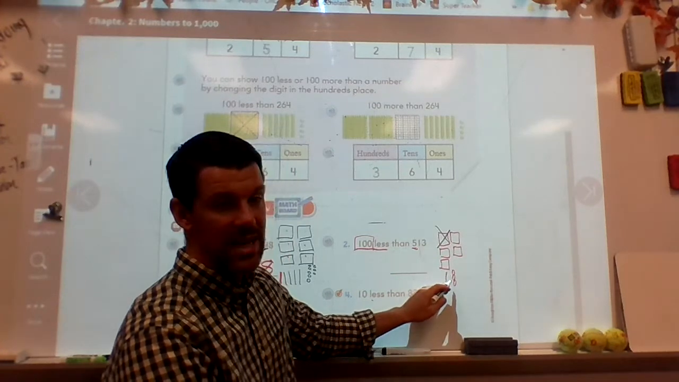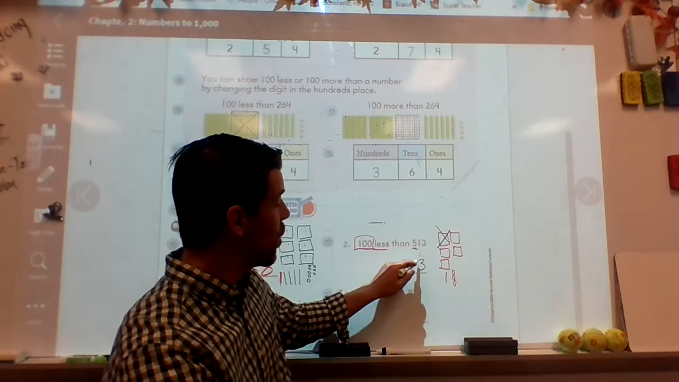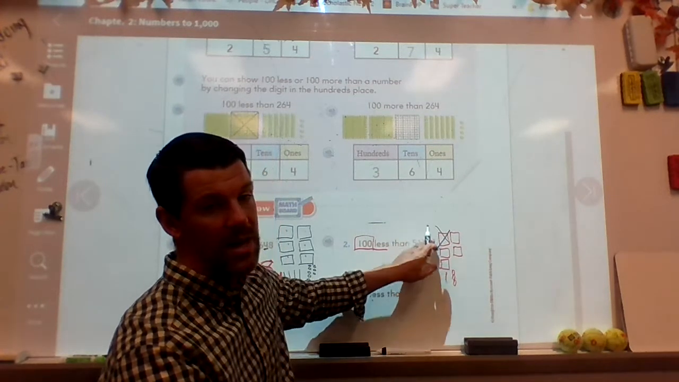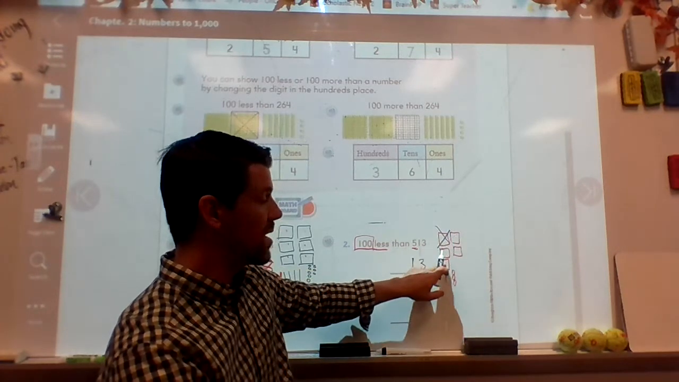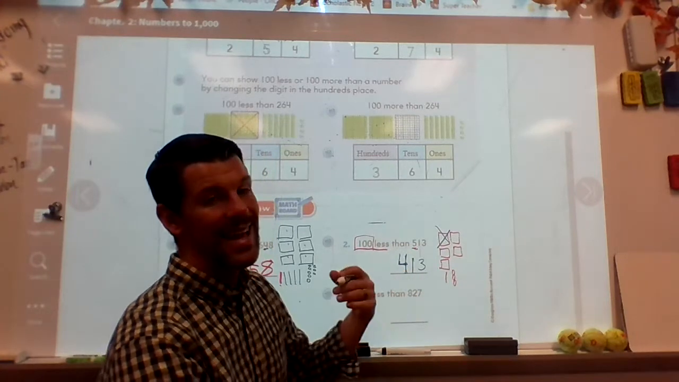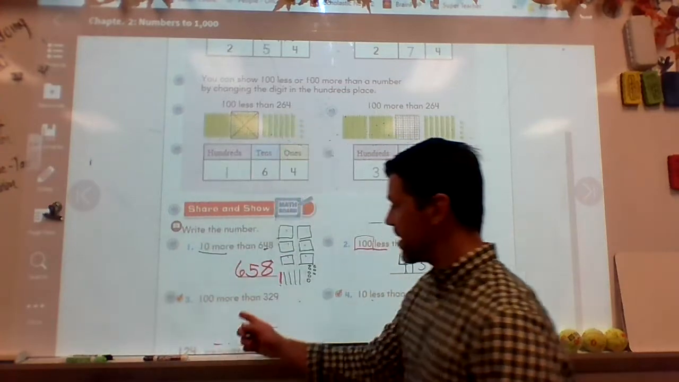How many ones did they change? Nope. How many tens did they change? Nope. Oh, we had 1 there. Sorry. And now how many hundreds did that change? Yes. We have 1, 2, 3, 4 hundreds now. We went 100 less. Let's look at the next problem here.